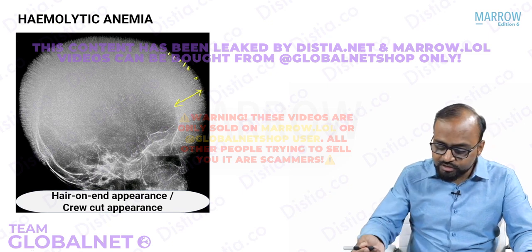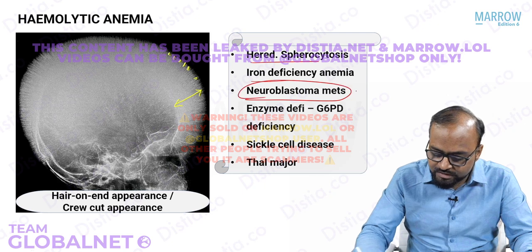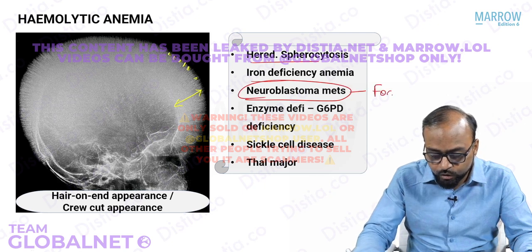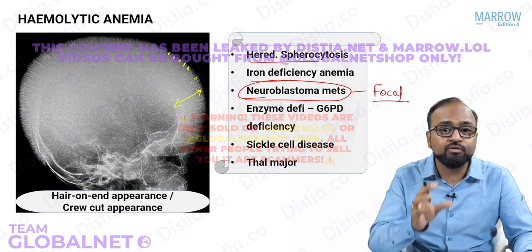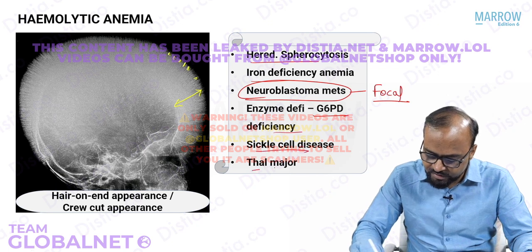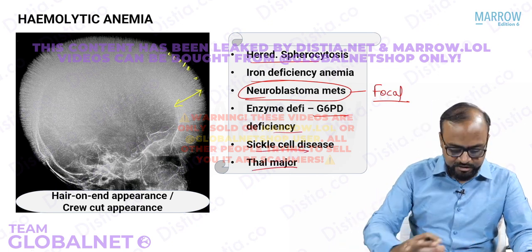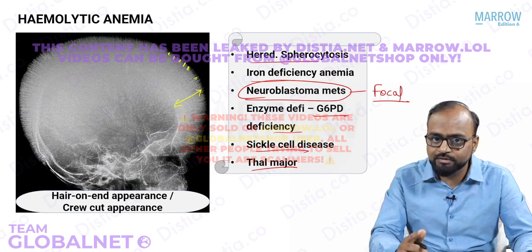So among other conditions, it is also seen in hereditary spherocytosis, iron deficiency, neuroblastoma metastasis, but in this case it will be more focal and not so much diffuse because it will be seen only at the site of metastatic deposits, not in a diffuse manner. G6PD deficiency, sickle cell, thalassemia major. So it will be seen in hemolytic conditions, mainly crew cut appearance or hair on end appearance.